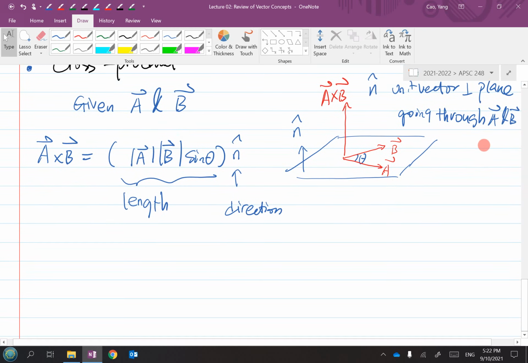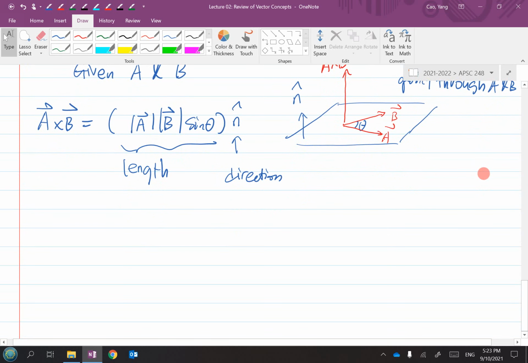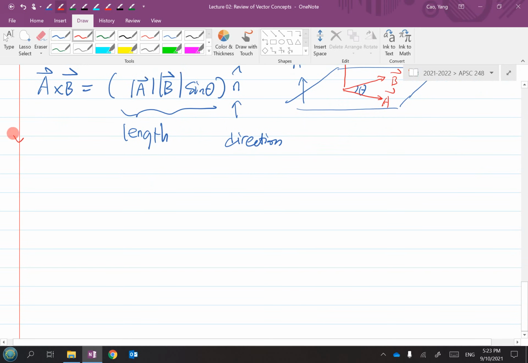In your first year, you must have learned how to find the proper direction of A cross B. What is that? The right-hand rule. You curl your hand from A to B, and then the thumb points in the direction of A cross B. That's the right-hand rule. And if A and B reverse their relative location, then maybe A cross B is the other way around. Sometimes we call this the geometric formula for the cross product.